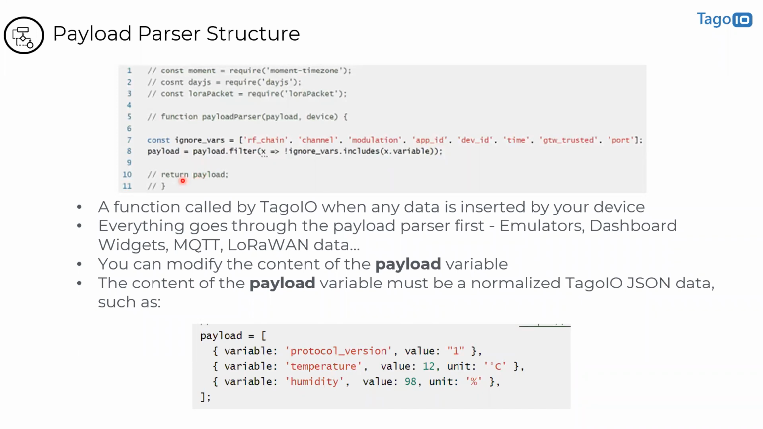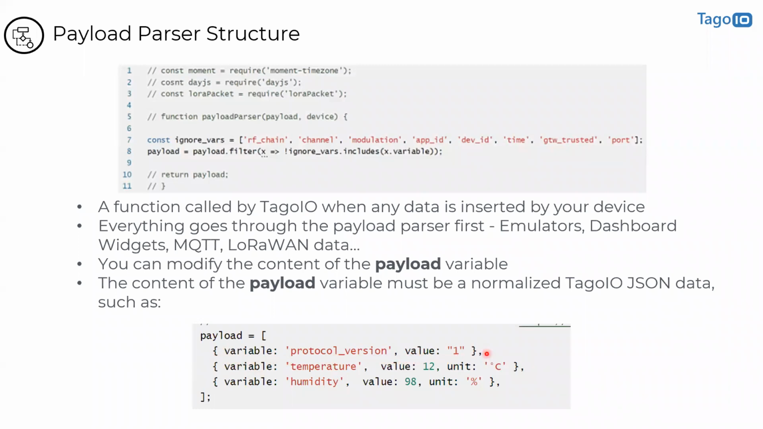So I have some points here. Everything goes to the payload parser when added into your device, no matter what the source is. You must, and can, modify the content of the payload. And here we have an example of the TagoIO JSON structure. This is the structure Tago needs to receive in order to accept your data.